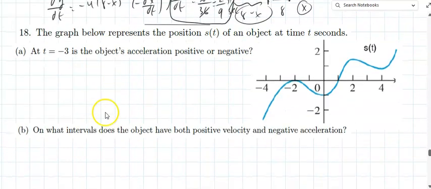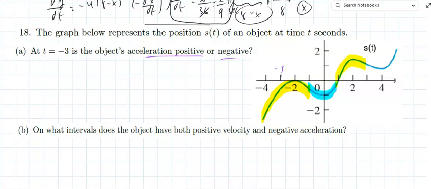All right, here's a graph. The graph of a function represents s of t, which is the position of a function. At t equal negative 3, is the object's acceleration positive or negative? Well, let's see. Isn't that graph concaving down to this point, then concaving up to this point, then concaving down, then concaving up? So since the function is concaving down, that means the acceleration at negative 3 is negative.